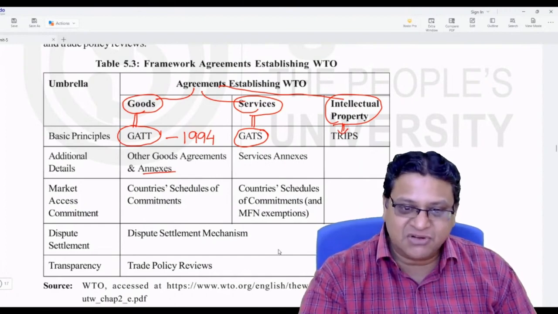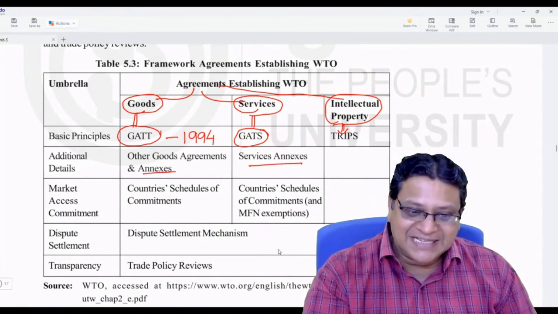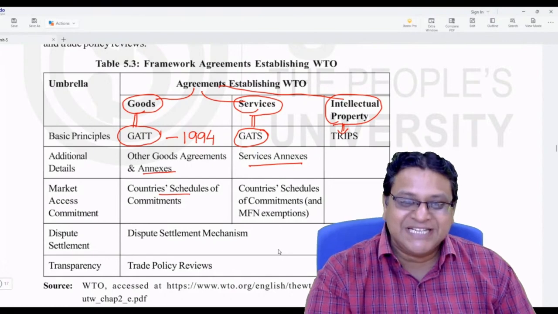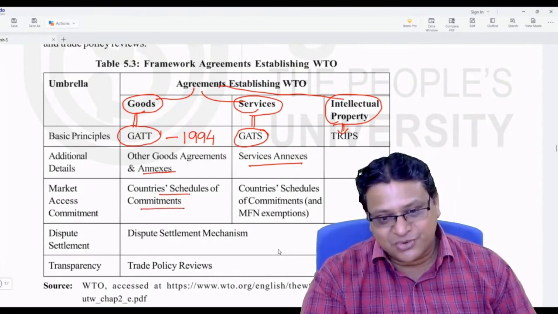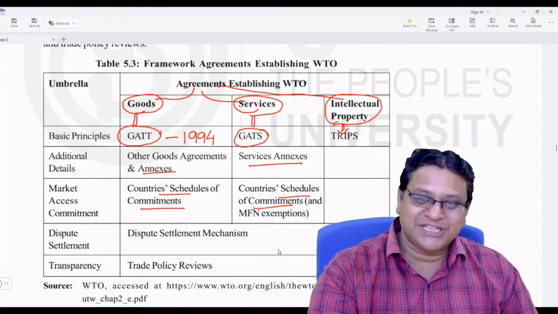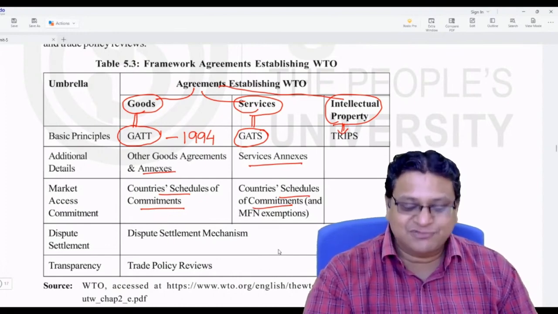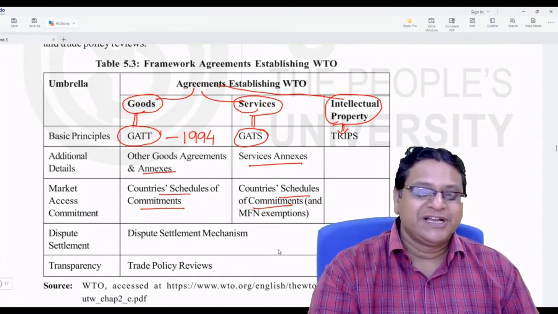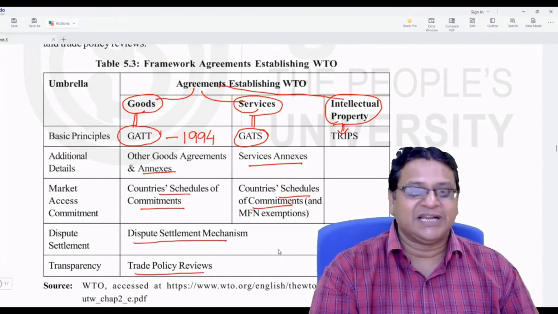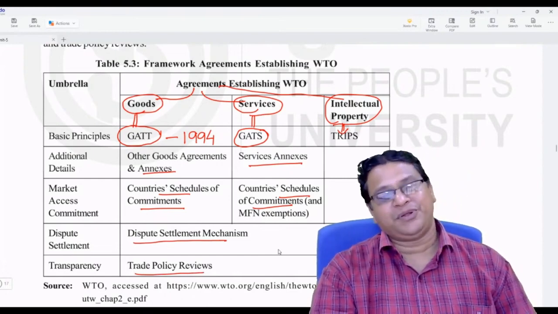And in the agreements, there are certain annexures. There are goods annexures, there are service annexures, and there are certain market access commitments in the country-wise schedule of commitments. And in case of WTO, three major agreements are there, related to goods, services, and intellectual property, plus it has a dispute settlement mechanism and it has a trade policy related mechanism. So these are the framework of WTO.